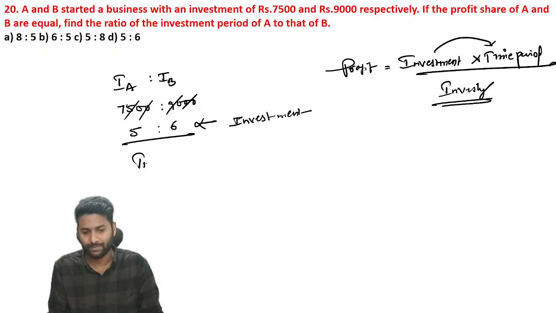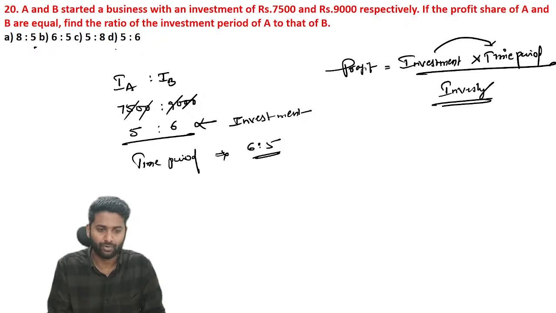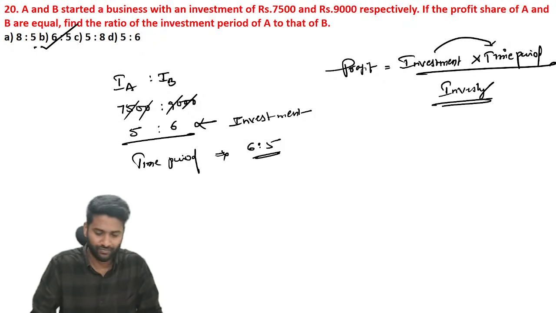Remember, guys, the time period ratio is equal to 6 is to 5. It's inversely proportional. Don't go with 5 is to 6. Your answer is 6 is to 5.